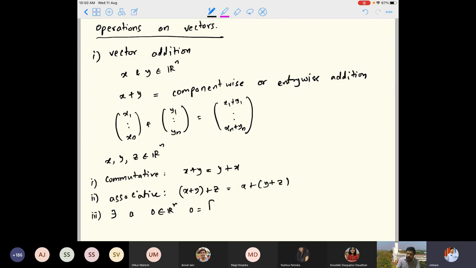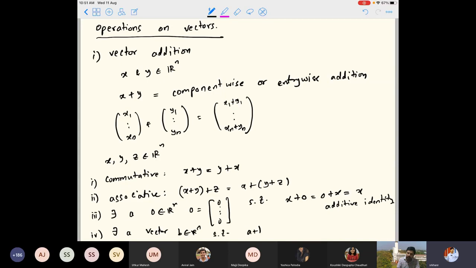So the zero vector is basically all zero entries, such that x plus 0 is equal to 0 plus x is equal to x. And this zero vector is called the additive identity. There is one more property of this. The property says that there exists a vector b in Rn such that a plus b is equal to b plus a is equal to 0, and this vector b is called the additive inverse.